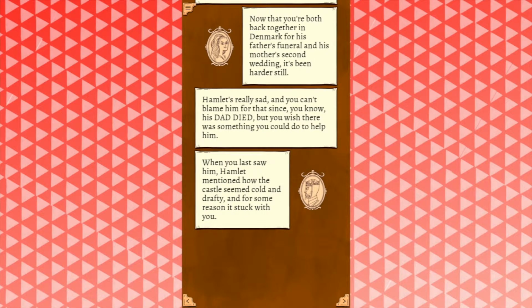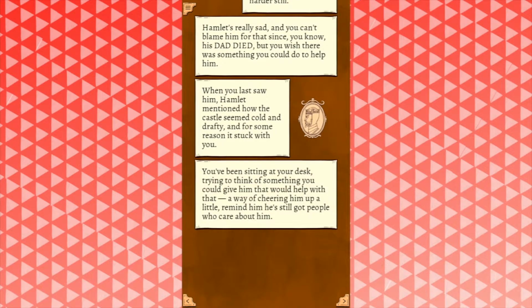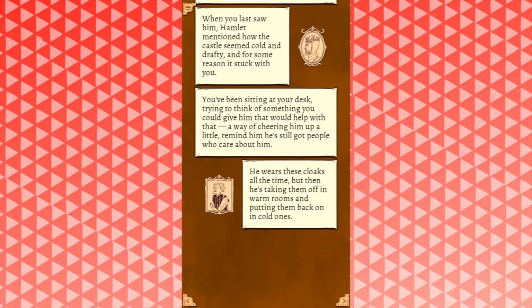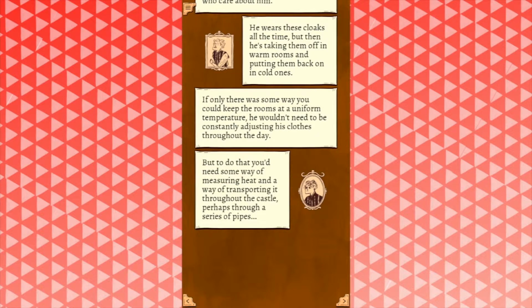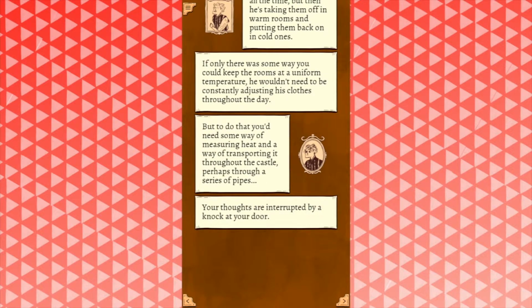When you last saw him, Hamlet mentioned how the castle seemed cold and drafty, and for some reason that stuck with you. You've been sitting at your desk, trying to think of something you can give him that would help with that. A way of cheering him up a little. Remind him he's still got people who care about him. He wears these cloaks all the time, but then he's taking them off in warm rooms and putting them back on in cold ones. If only there was some way you could keep the rooms at a uniform temperature, he wouldn't need to be constantly adjusting his clothes throughout the day. But to do that, you'll need some way of measuring heat and a way of transporting it through the castle, perhaps through a series of pipes. Your thoughts are interrupted by a knock at your door.